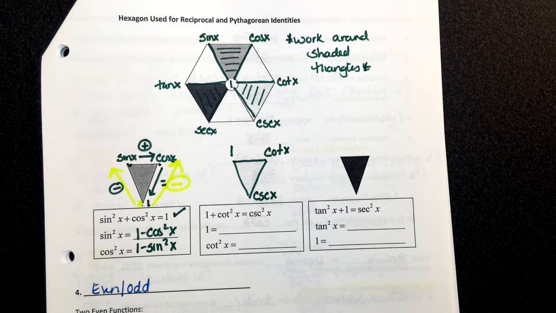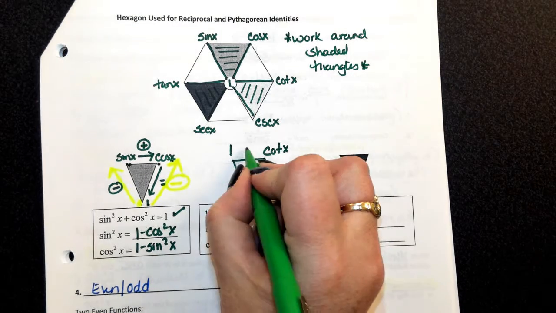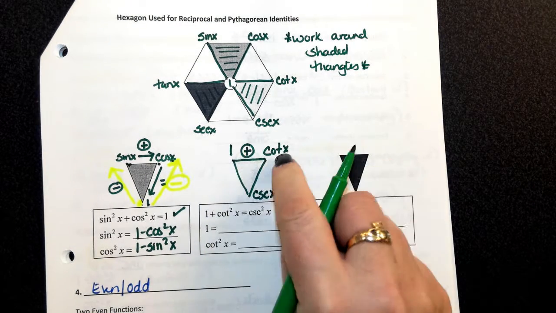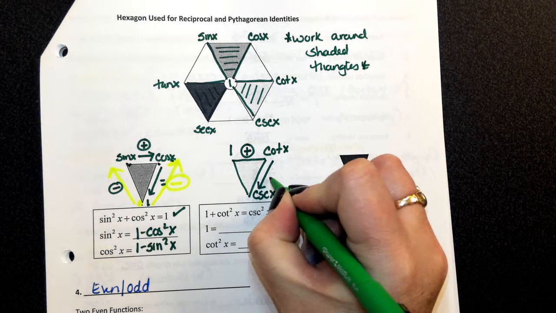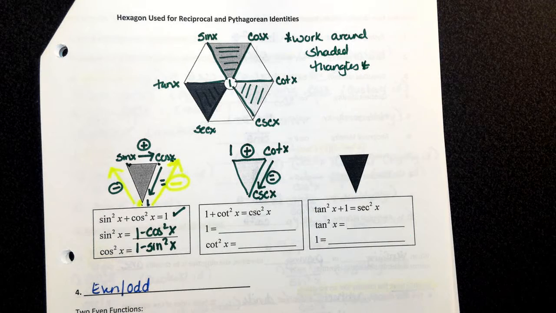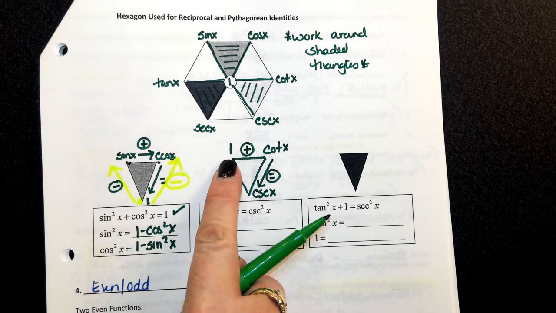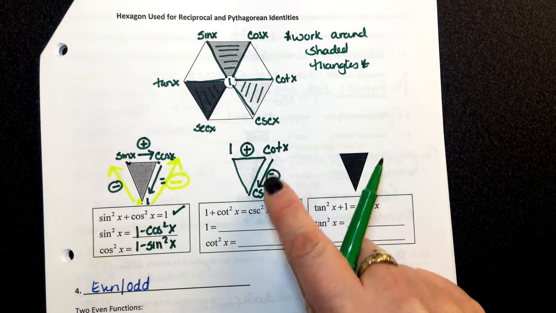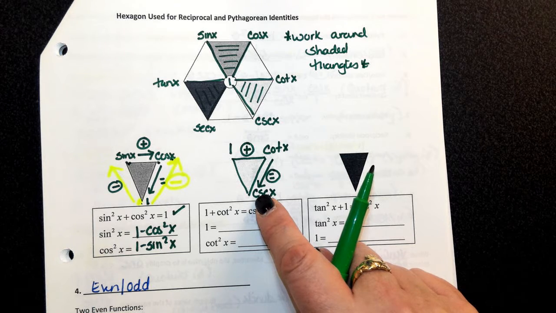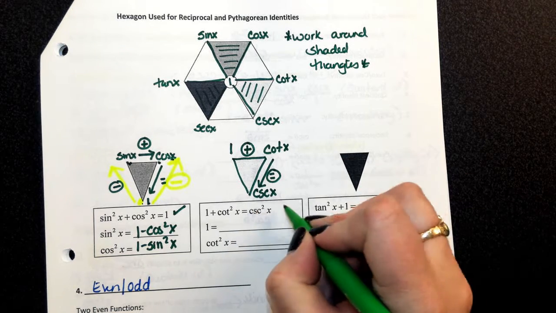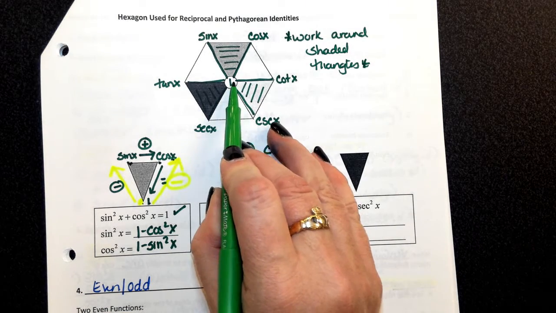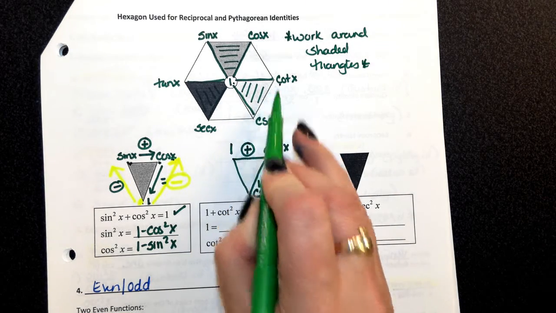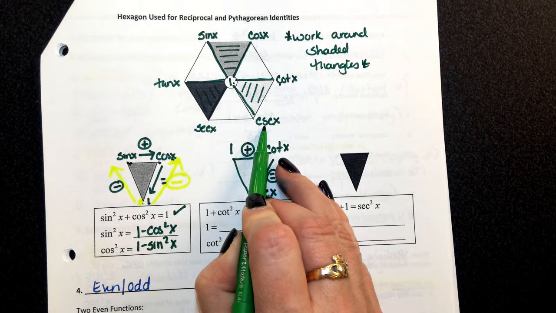So same idea. When you go across the triangle, you add. So 1 plus cotangent squared x. When you go down, that's what it's equal to. So 1 plus cotangent squared equals cosecant squared. So there's that other Pythagorean identity. And again, in the hexagon, you can see there's your 1 plus cotangent squared equals cosecant squared.